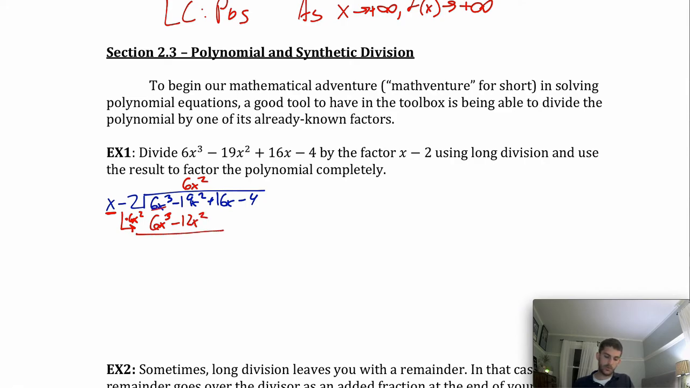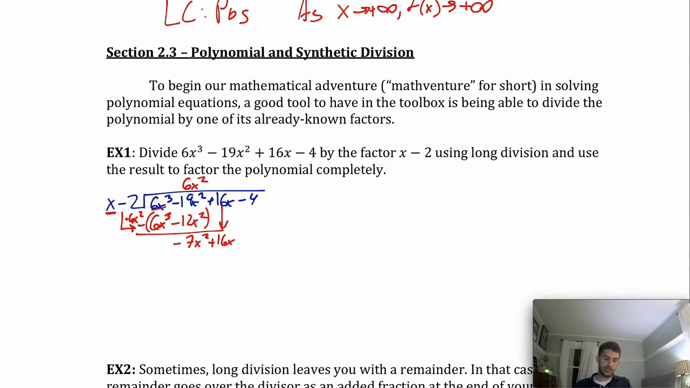Now, just like what we do with numerical long division, we're going to subtract those two lines. So 6x to the third minus 6x to the third cancels out. That's the whole point. Then we're going to do negative 19x squared minus negative 12x squared. In other words, it's kind of like plus 12x squared, which gives us negative 7x squared. Now we're going to bring down this 16x, and then we're going to repeat the process.